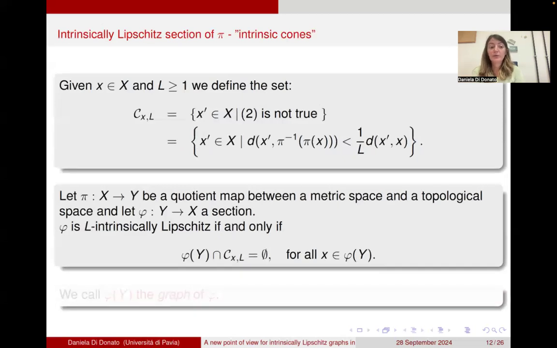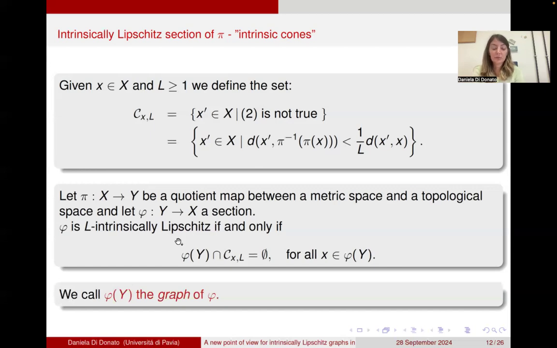Given x a point of the metric space X, and L a number larger than or equal to 1, we define the set C_{x,L}, the set of all points x' such that inequality 2 is not true. So a section phi is intrinsically Lipschitz if and only if the intersection between C_{x,L} and phi(Y) is just the empty set. We call phi(Y) the graph of phi.